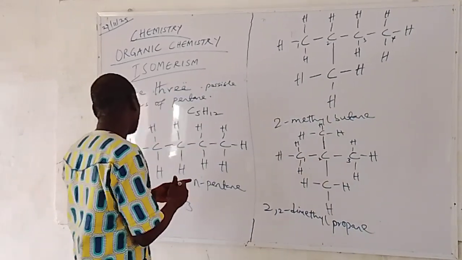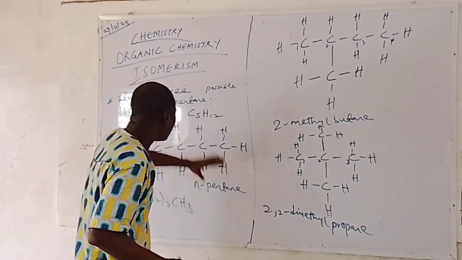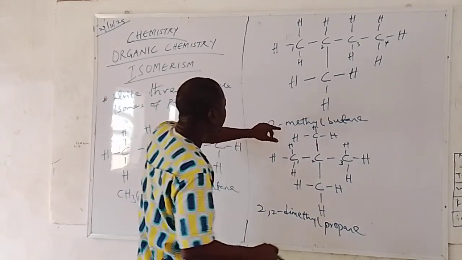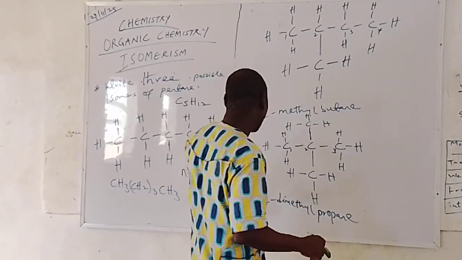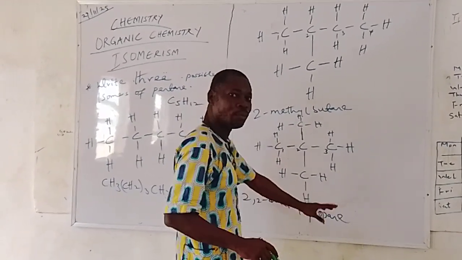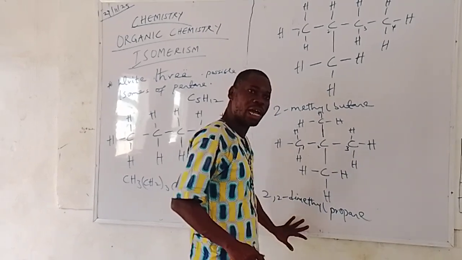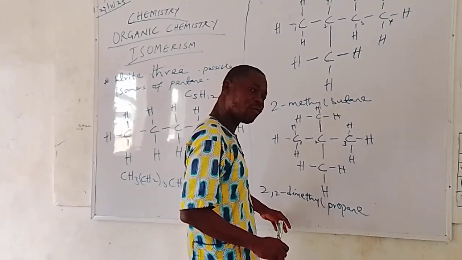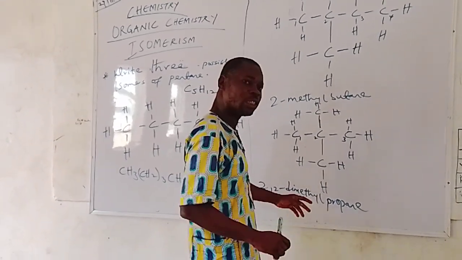So the 3 possible isomers are n-pentane, which is the original, then the next isomer is 2-methylbutane, while the last isomer is 2,2-dimethylpropane.